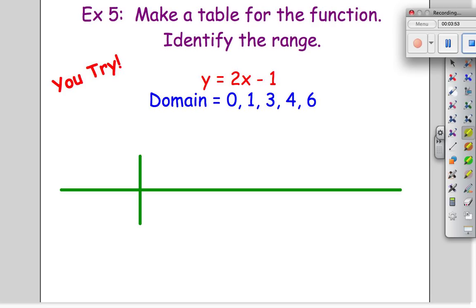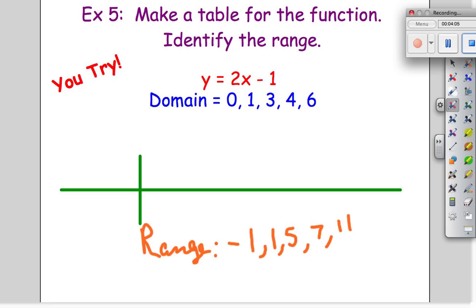Your turn, try this one. Make a table for the function y equals 2x minus 1 and identify the range. If you got this problem correct, look at the range right now to see if you got the problem correct. The range is -1, 1, 5, 7, and 11.